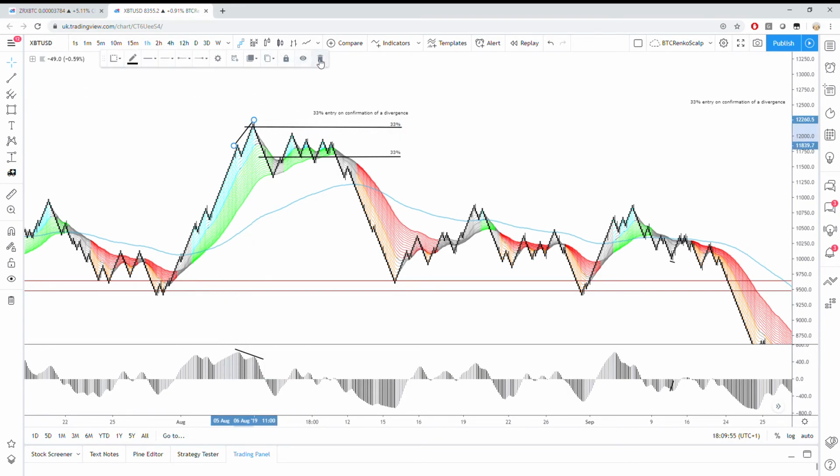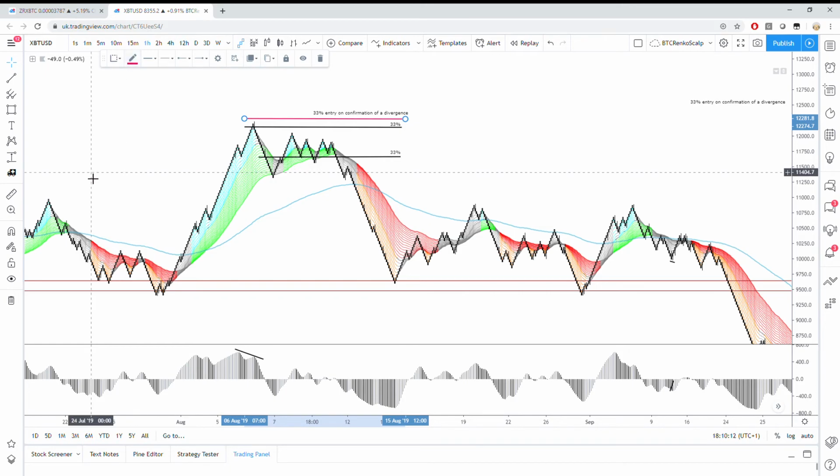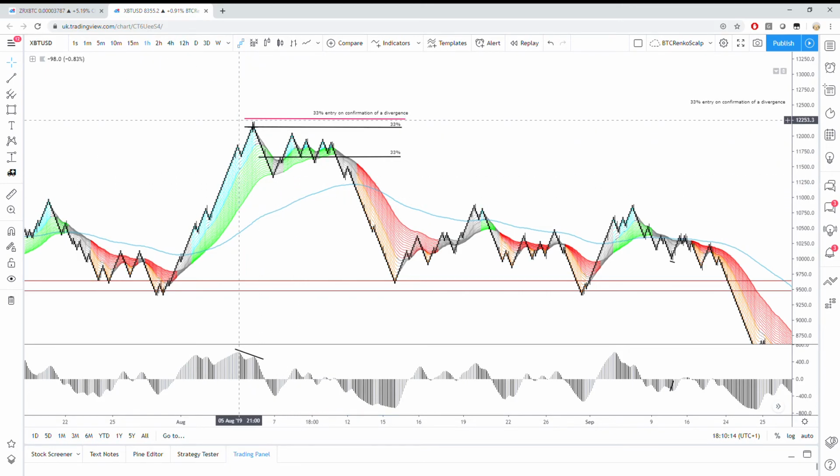So what I can do is remove these divergences. I'll remove this divergence here to keep this clean. What I'm now looking to do is make sure that my stop is somewhere above this high, because I'm comfortable that with this divergence playing out and with the presence of bearish action in this region, I'm happy that this here would be my stop region. Okay.